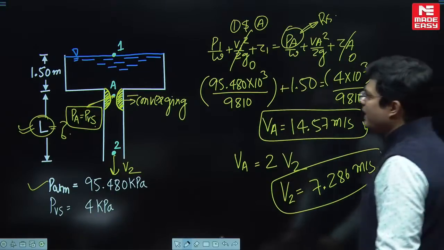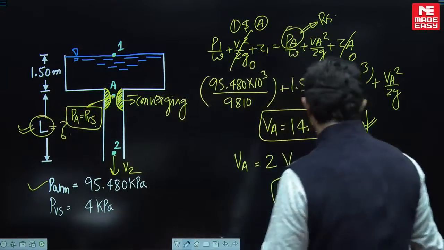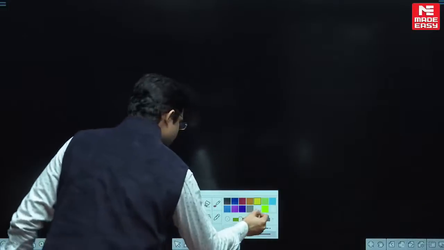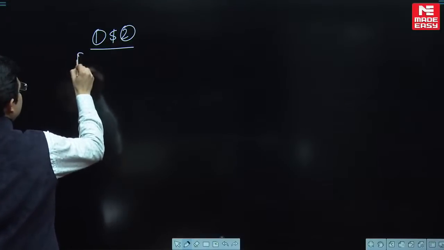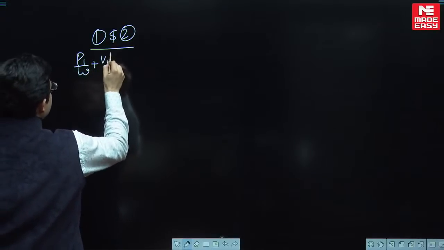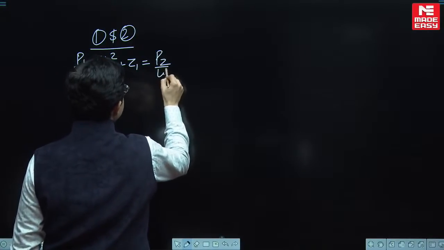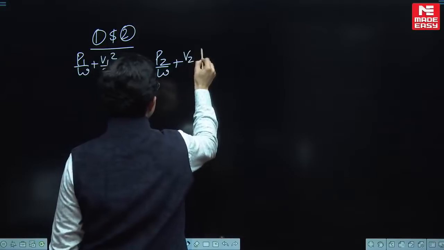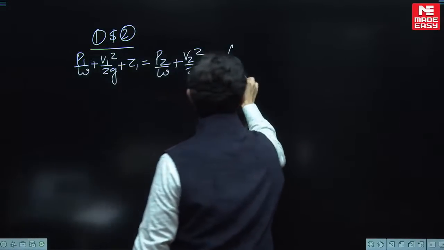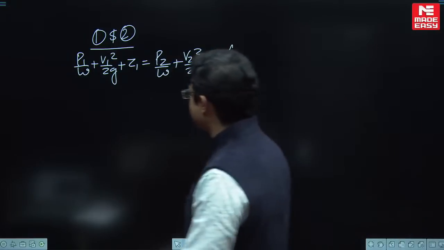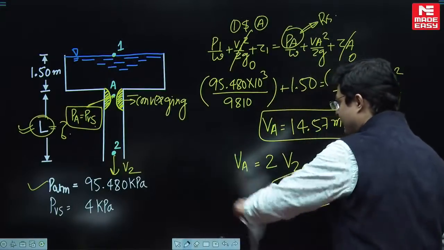Now the question is over. What will be the next step? Apply Bernoulli between 1 and 2. You will get the value of L. Apply Bernoulli between 1 and 2: P1 by W plus V1 square by 2G plus Z1 is equal to P2, which is the exit, plus V2 square by 2G plus Z2. Z2 is the lower point, so you will take it as reference. This is gone.